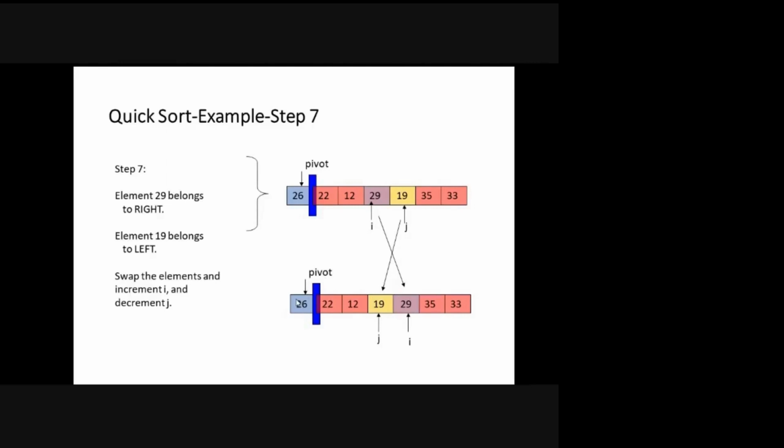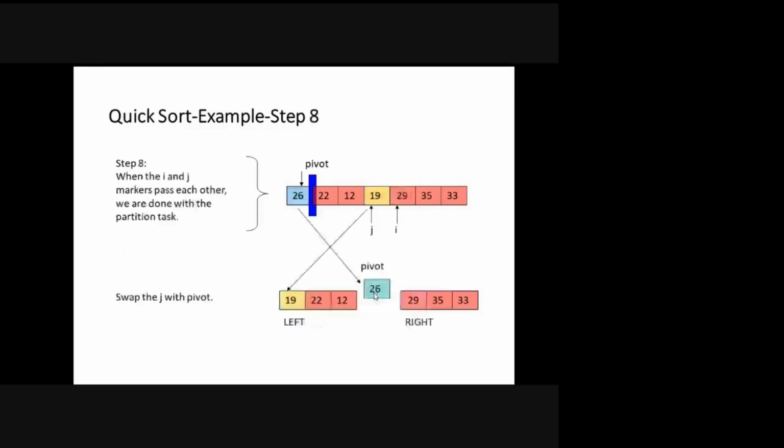So how this division happens, keep it in mind: i will keep on incrementing until it finds an element greater than the pivot, and then it will swap with a lesser element on the right side. So lesser elements come to the left side and elements greater than the pivot go to the right side. When i and j cross, the iteration stops. And to break it into two, your pivot element and j will be swapped. See here, 26 and 19 will be swapped.